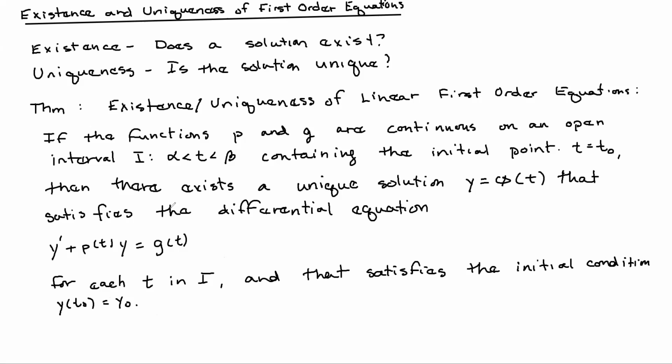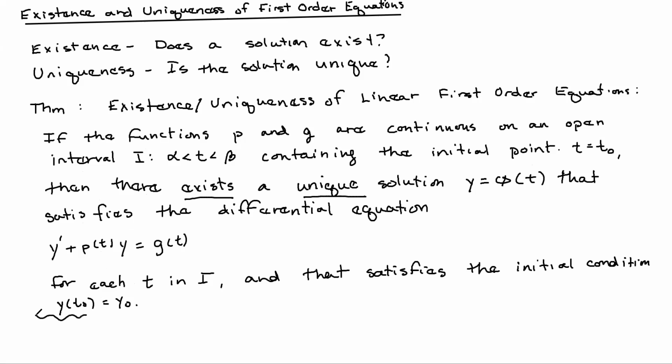Okay, so there's our theorem. And let's just spend a second and study it. What does this theorem say? Okay, so if you go through and you read it carefully, if p and g are continuous on an open interval containing the initial point, basically the initial condition, then there exists a unique solution that satisfies the differential equation and the initial condition. Okay, so what did we get in there? We got exists, unique. So there's two things in there.